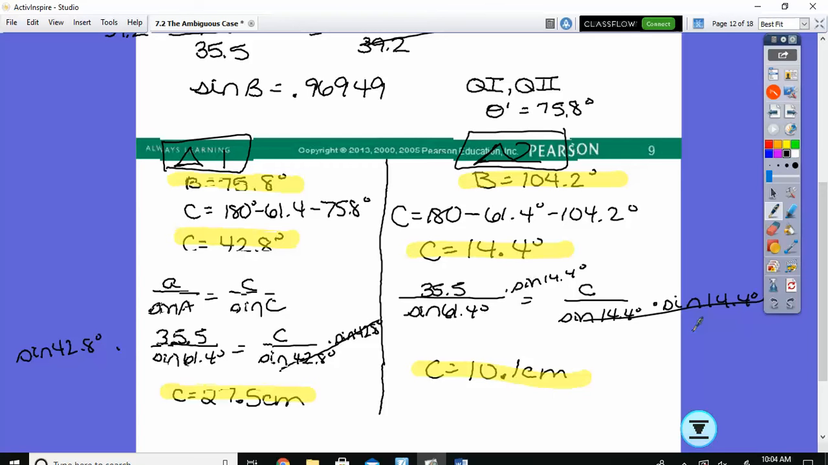So that is an example of when you get two triangles. So basically your sine equaled a positive number, and we know sine can be positive in 1 or 2, so we had to look at both. Questions there?